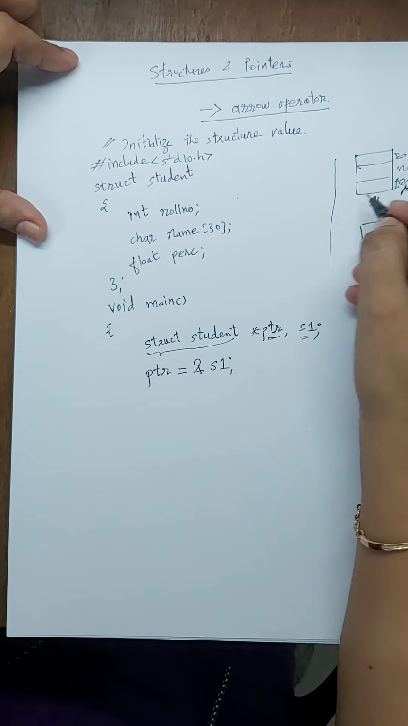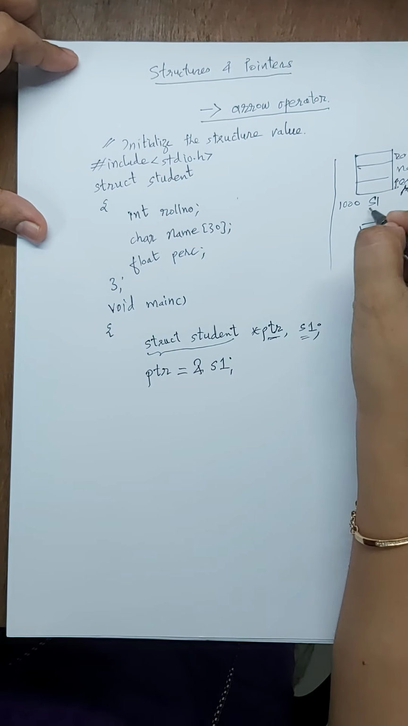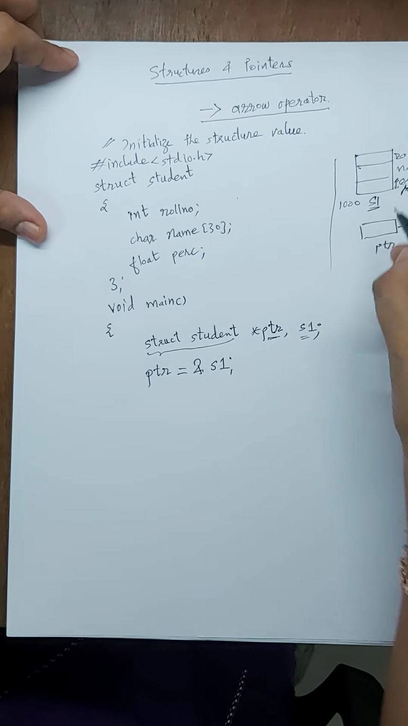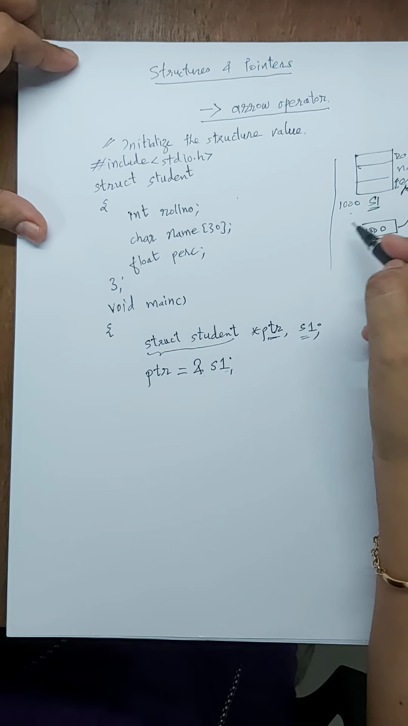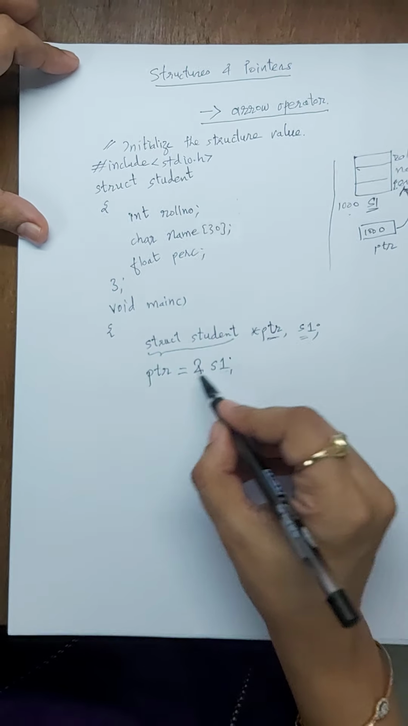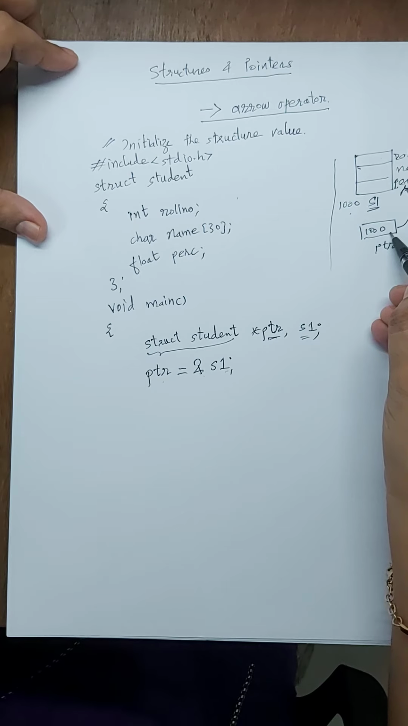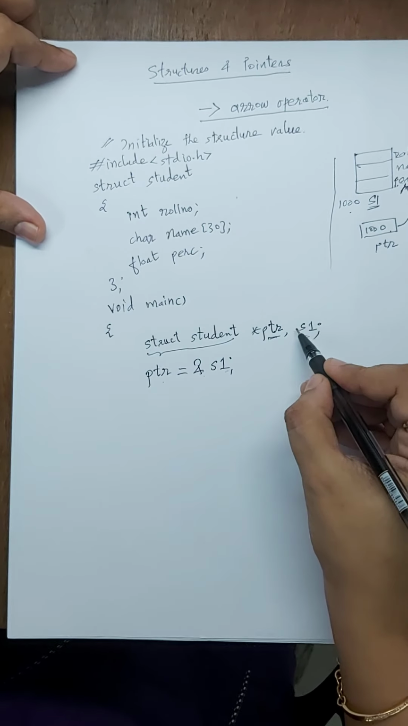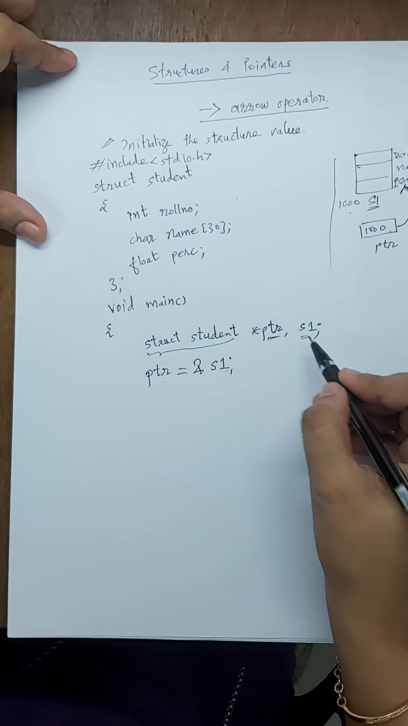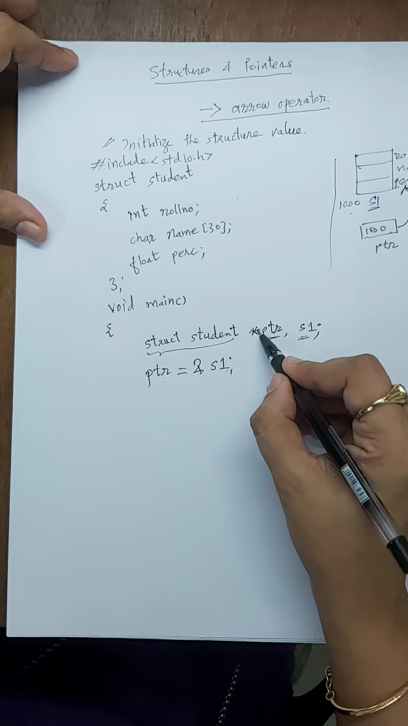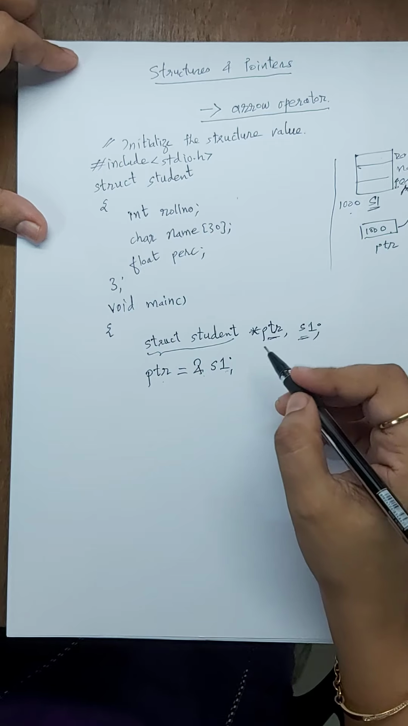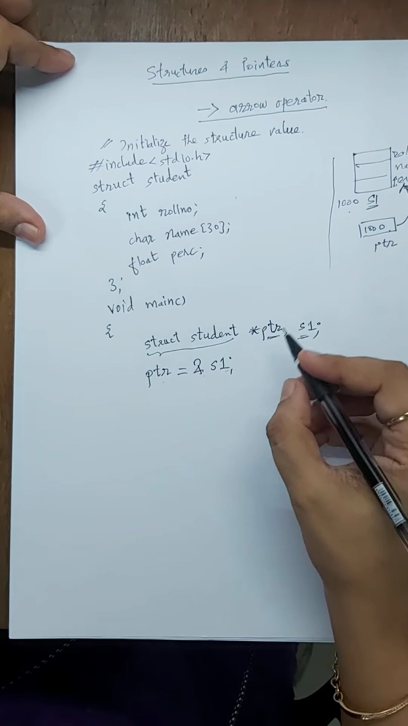For example, its address is 1000 for the structure S1. Then with this statement, this value 1000, that is the address, not the value but the address of the structure, will be stored in the pointer variable PTR. Here we have not written any pointer symbol, so it is a normal variable, and here I have written the pointer symbol, that means this is the pointer variable.